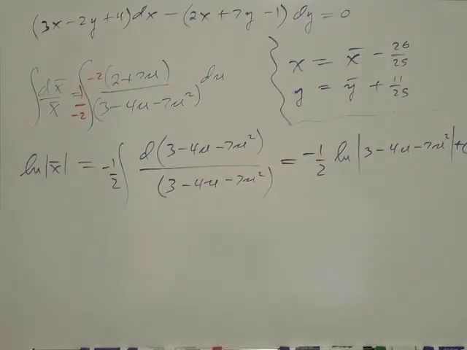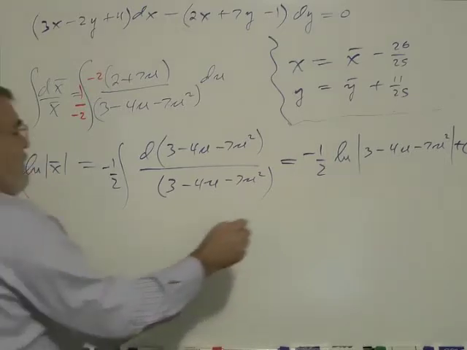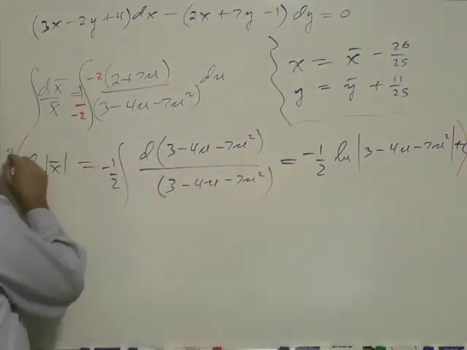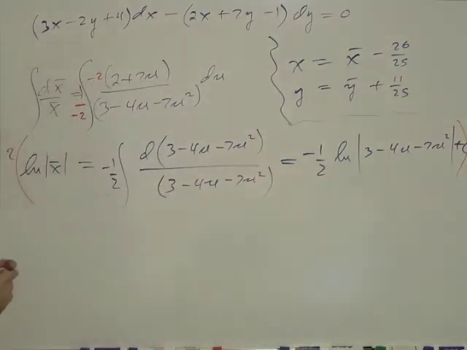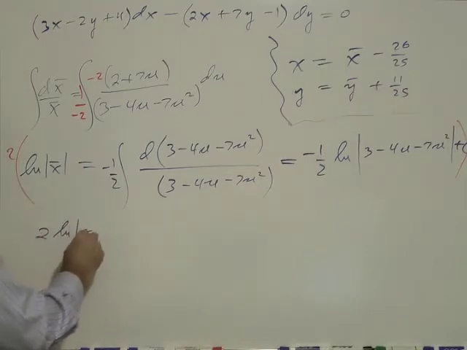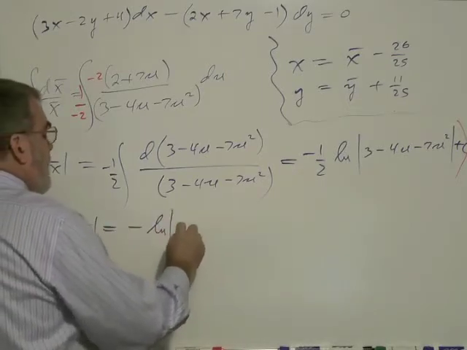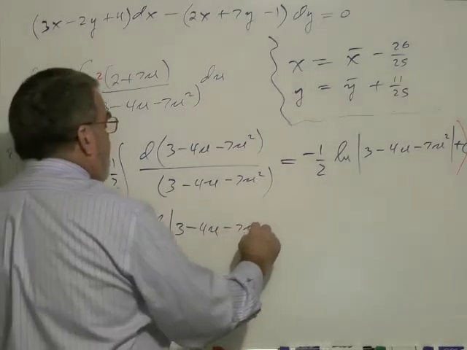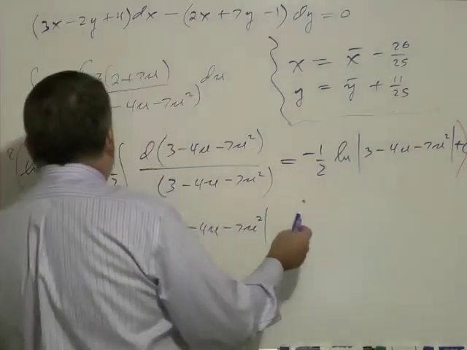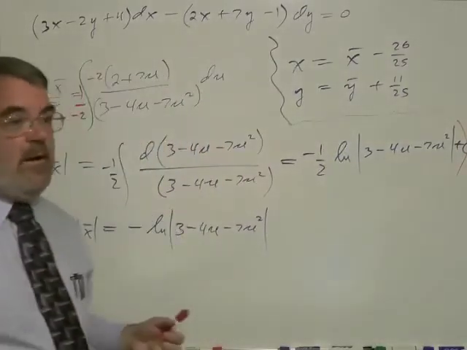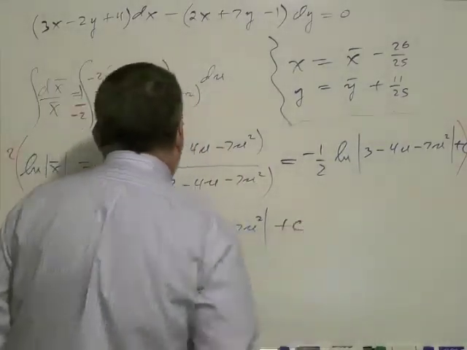Okay, so there we have it. It's a mess. Let's multiply everything by 2. And the reason I want to do that is to get rid of this denominator. And so I've got 2 natural log x bar equals minus natural log absolute value 3 minus 4u minus 7u squared. And then when I multiply c by 2, I still get a constant. So still plus c.